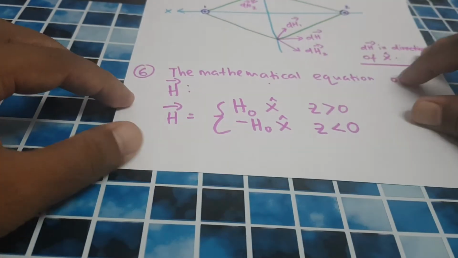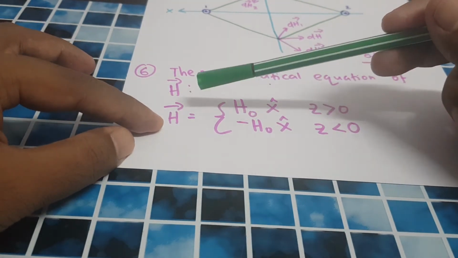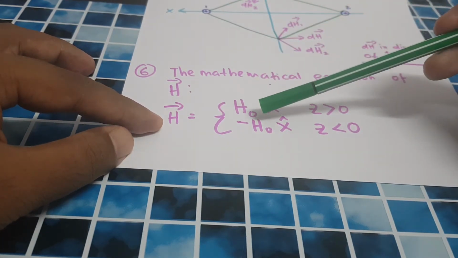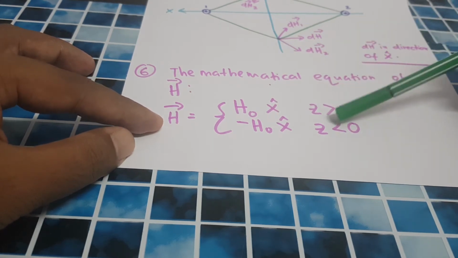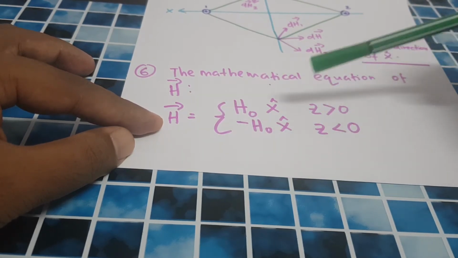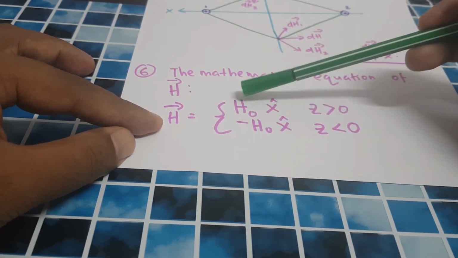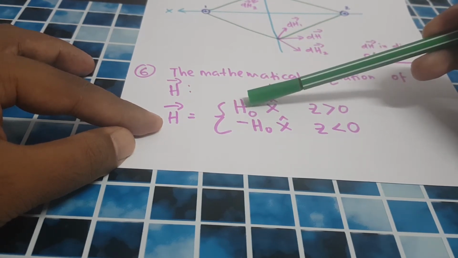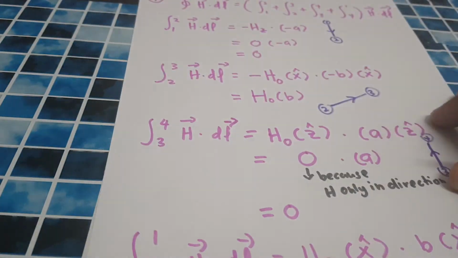So we can conclude in the mathematical equation that the H field equals H naught with the direction of x when z is larger than 0, and H equals negative H naught with the direction of x when z is less than 0. Why do we denote it as H naught? Because H naught is denoted as a constant.